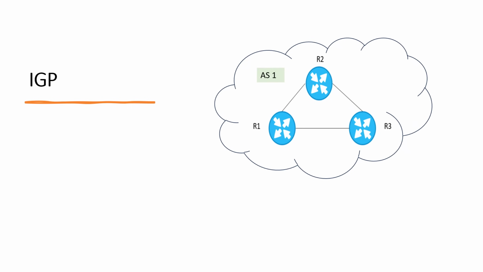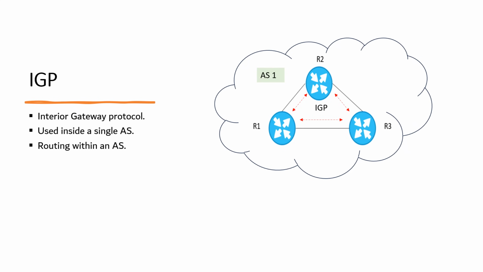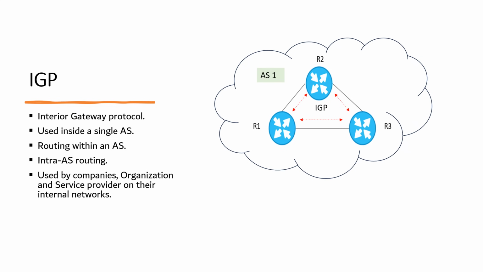Let's go ahead and discuss IGP. An IGP, also known as Interior Gateway Protocol, is a routing protocol that was designed and intended for use inside a single autonomous system. It is used for routing within an autonomous system. It is also referred to as intra-AS routing. Companies, organizations, and even service providers use interior gateway protocols on their internal networks.